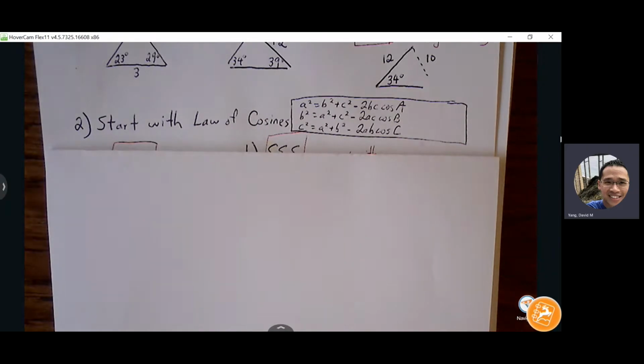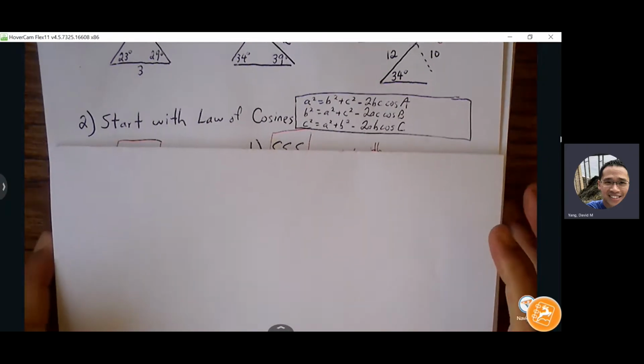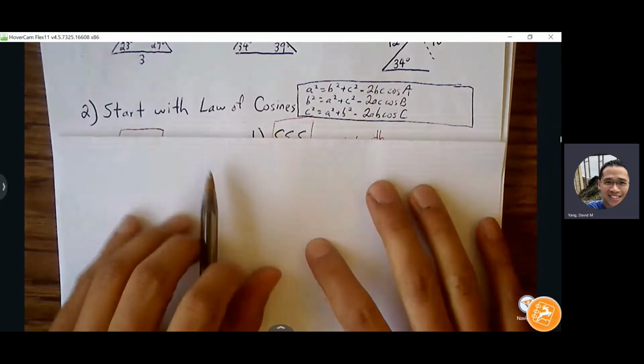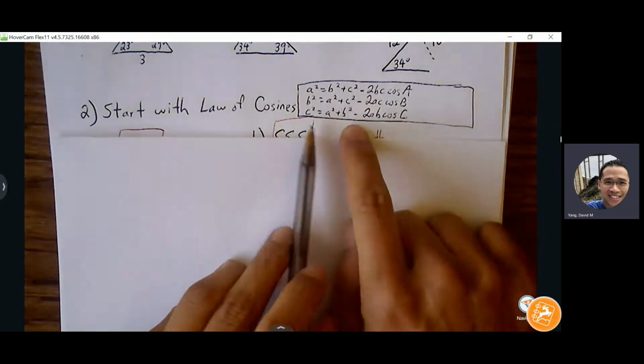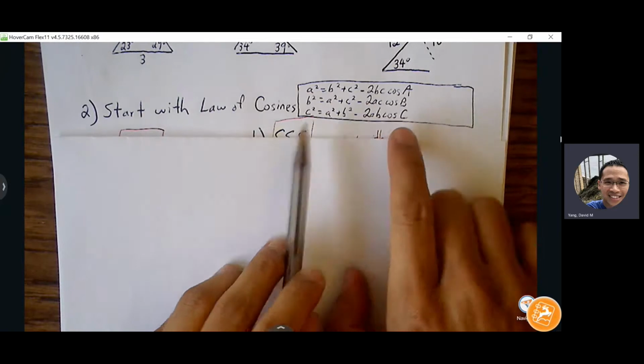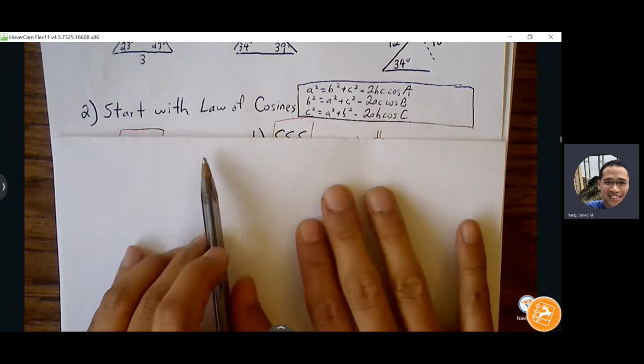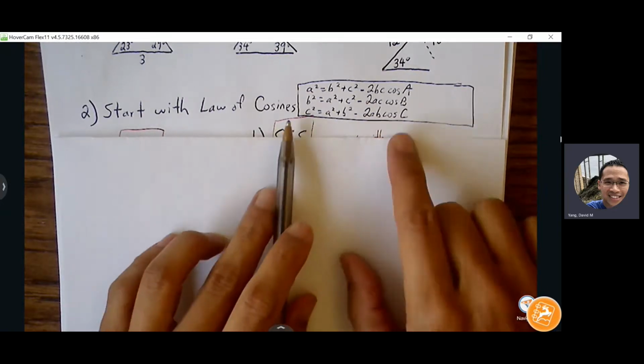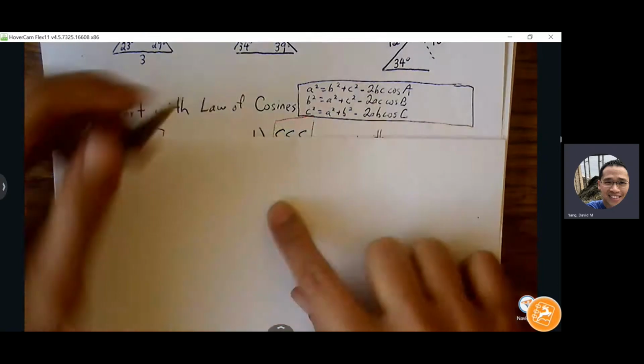Okay, so let me talk about law of cosines here. There's 3 variations. It seems like a lot of messiness, but I want to start off with something that maybe is a little bit easier to recognize. I'll start with the c squared here.